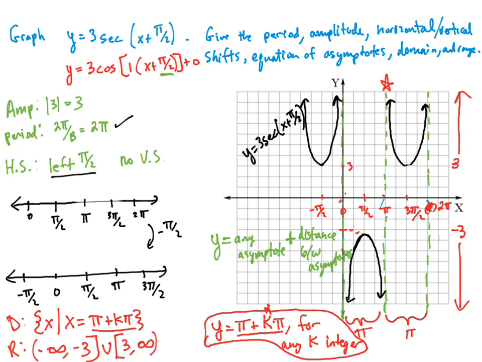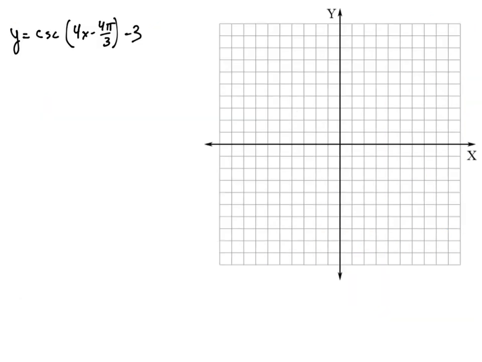Now, the most challenging part of these types of questions is the equation for the asymptotes. So we'll see that again in the next example. So let's go through the same process for this equation. Y is equal to cosecant of 4x minus 4 pi over 3 minus 3.